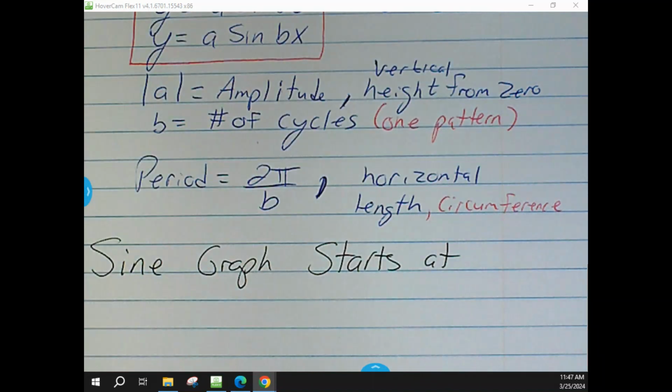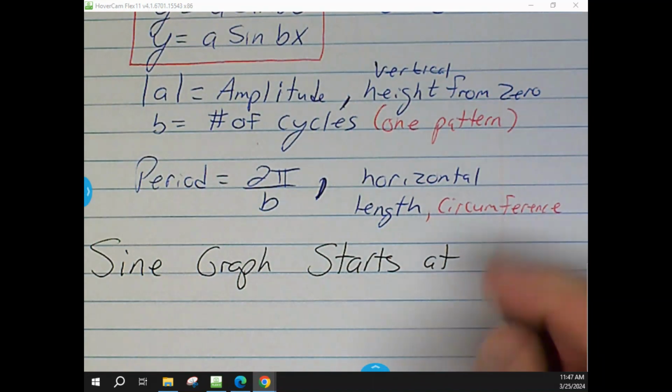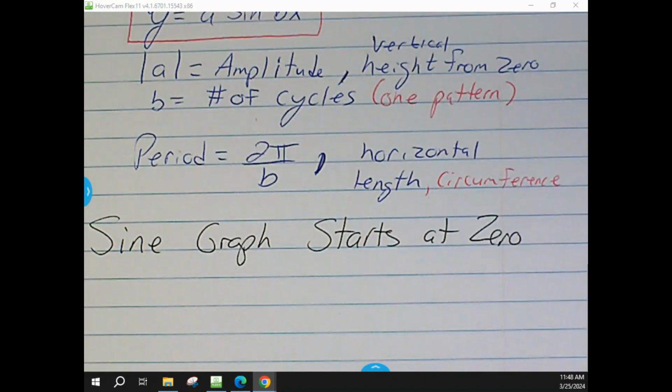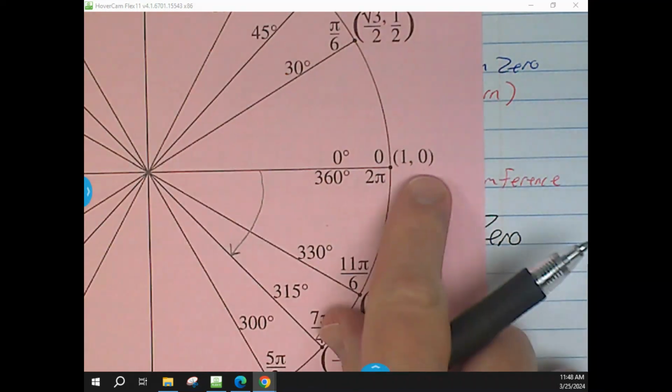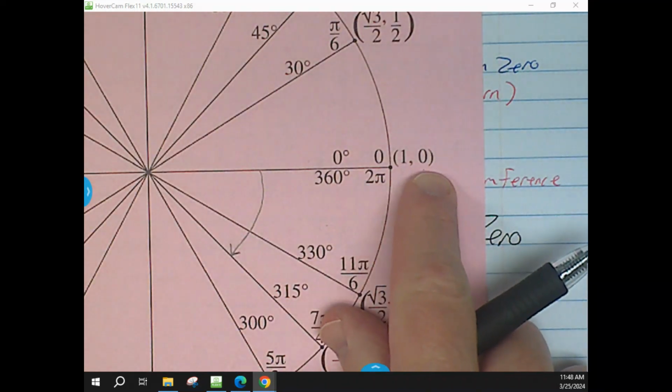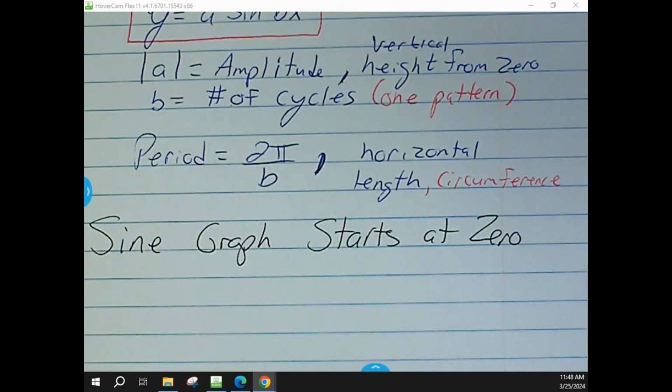So the sine graph always starts at 0, because anytime we're doing the unit circle, we always start at 0 with our sine value. So for these, we're always going to start at 0 when we do these sine graphs.